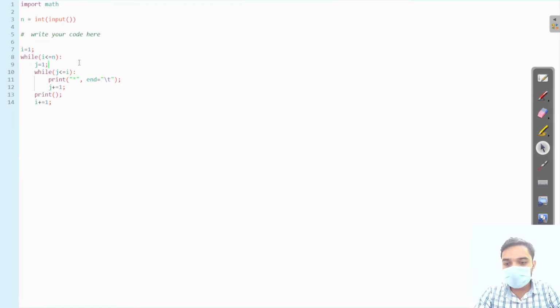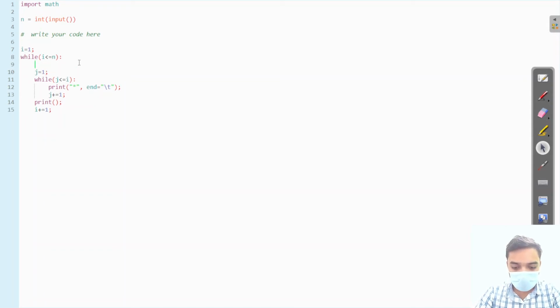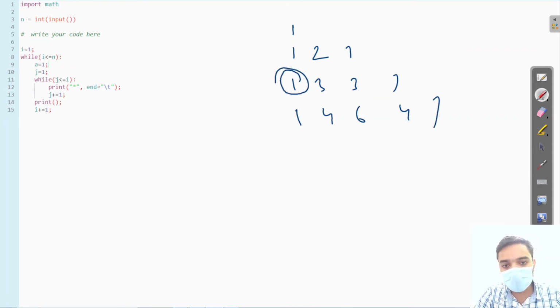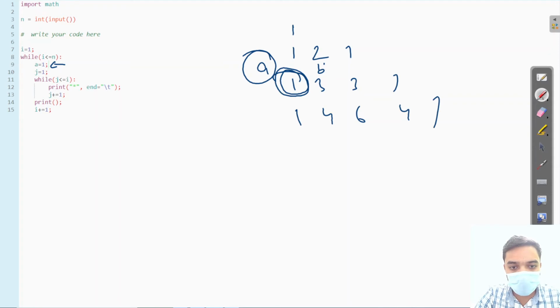Initially I'll just be initializing the value, that is a equals to 1. What I mean by this is, like this was like this now: 1 2 1, 1 3 3 1, 1 4 6 4 1. Now I have stored this value somewhere, I have stored it in a. By the use of a I will be finding my next element, that is b.